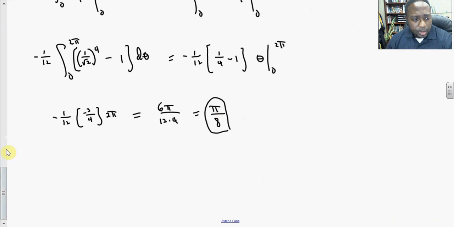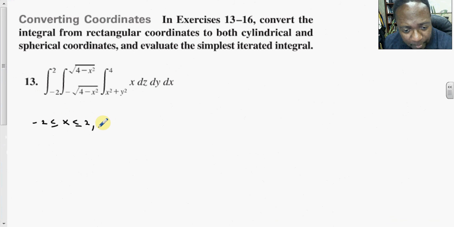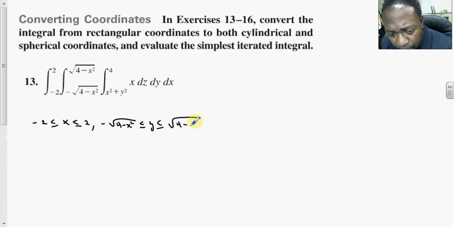Okay, so we're almost in the clear. Just 2 more problems. Now these problems, they want you to actually convert from rectangular coordinates to, it says here, cylindrical and spherical, and then evaluate the simplest one. So notice that x is bounded from negative 2 to 2. Y is bounded here from negative the square root of 4 minus x squared less than or equal to y less than or equal to the square root of 4 minus x squared. Right?